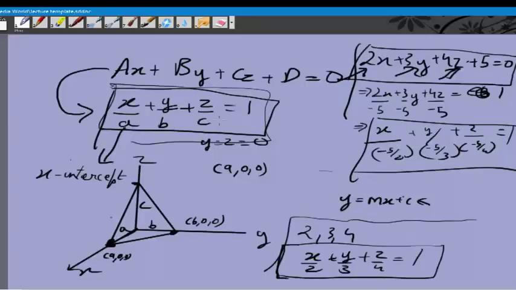So now we've seen how to uniquely determine the equation of a plane given some specific points. In the next video, we'll see a few more properties of planes, such as the angle between two planes, when two lines are coplanar, and so on.